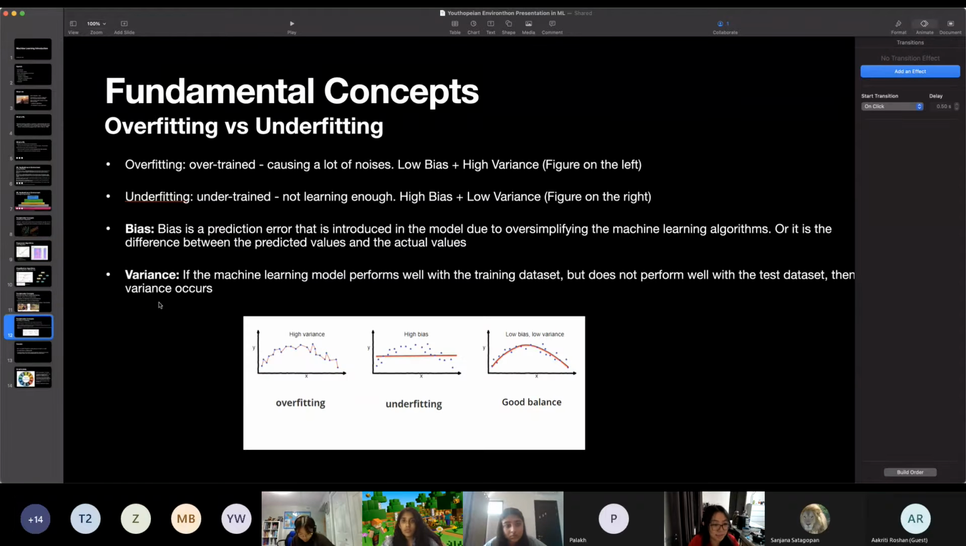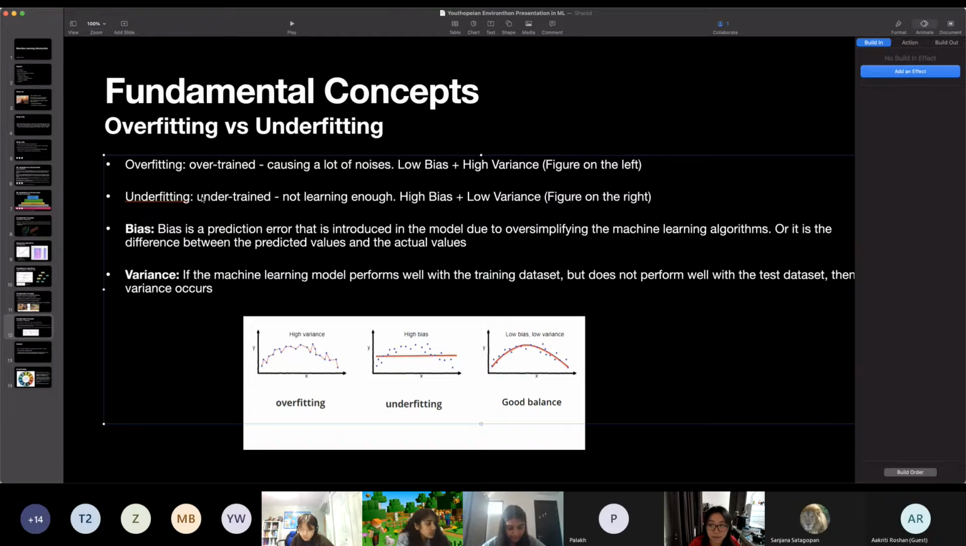And lastly, I want to talk about some potential issues of using machine learning models. Sometimes you're seeing very high accuracy scores from models, but that might not actually reflect the model's performance because there might be some overfitting issues. By overfitting, that means the model is overtrained and captures a lot of noise. Underfitting, on the other hand, is undertrained.